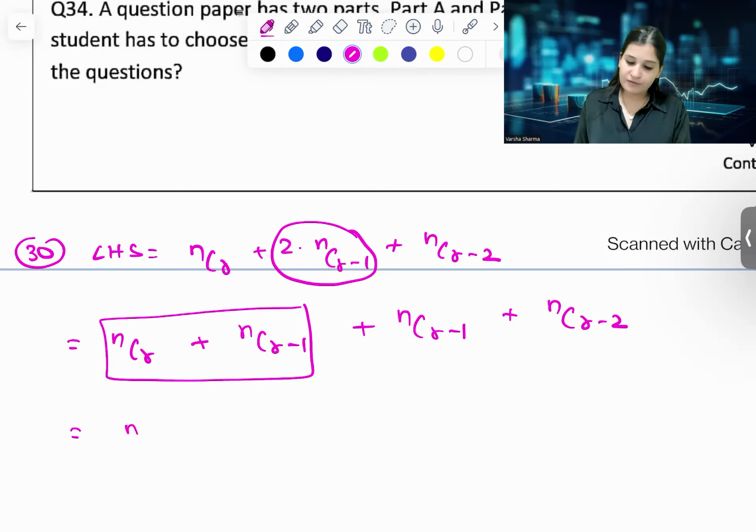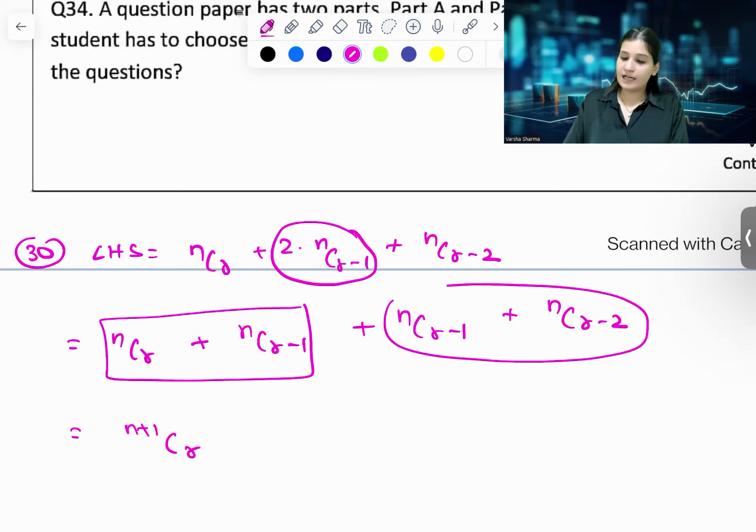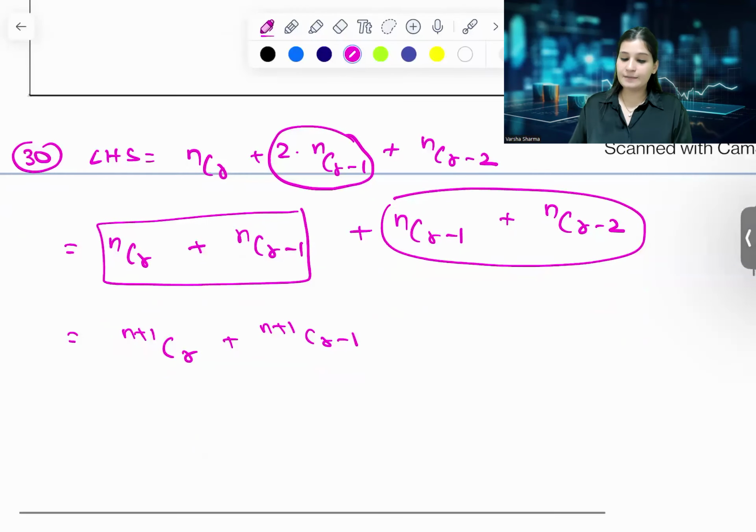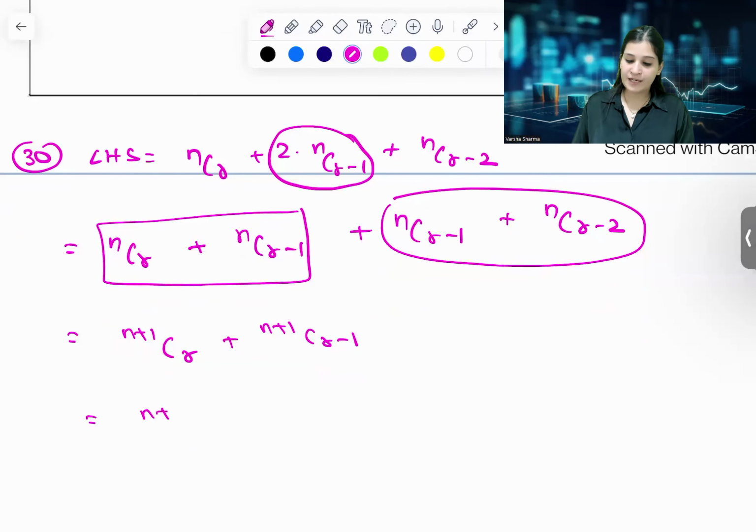So n plus 1 in the above, and below we write the larger number. Same here. Again n is the same and below we have two consecutive numbers r minus 1, r minus 2. So n plus 1, see the larger number. Again here n plus 1 same and below the larger number. This is our RHS.